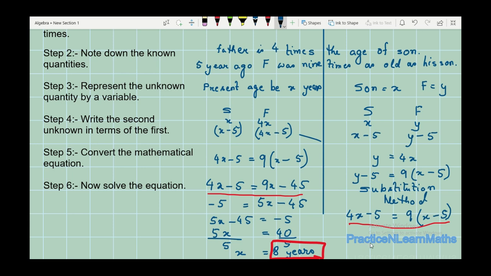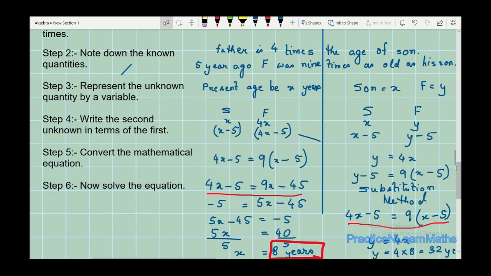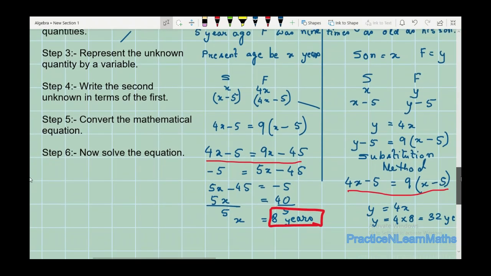If they ask you what is the age of the father, then you know y is equal to 4x. So, y is equal to 4 times 8 is equal to 32 years. Of course, this I am saying just for explanation. They have not asked it in the question.